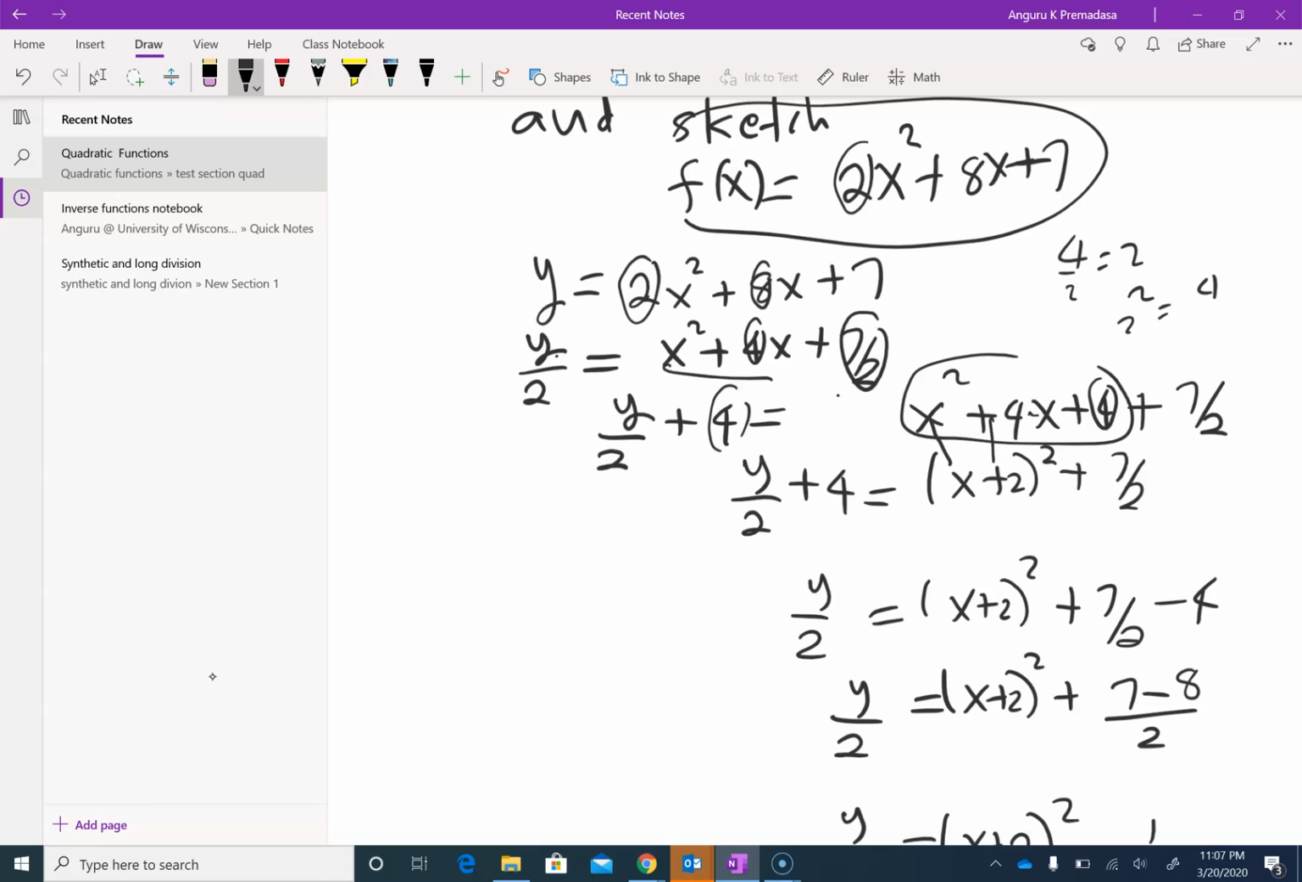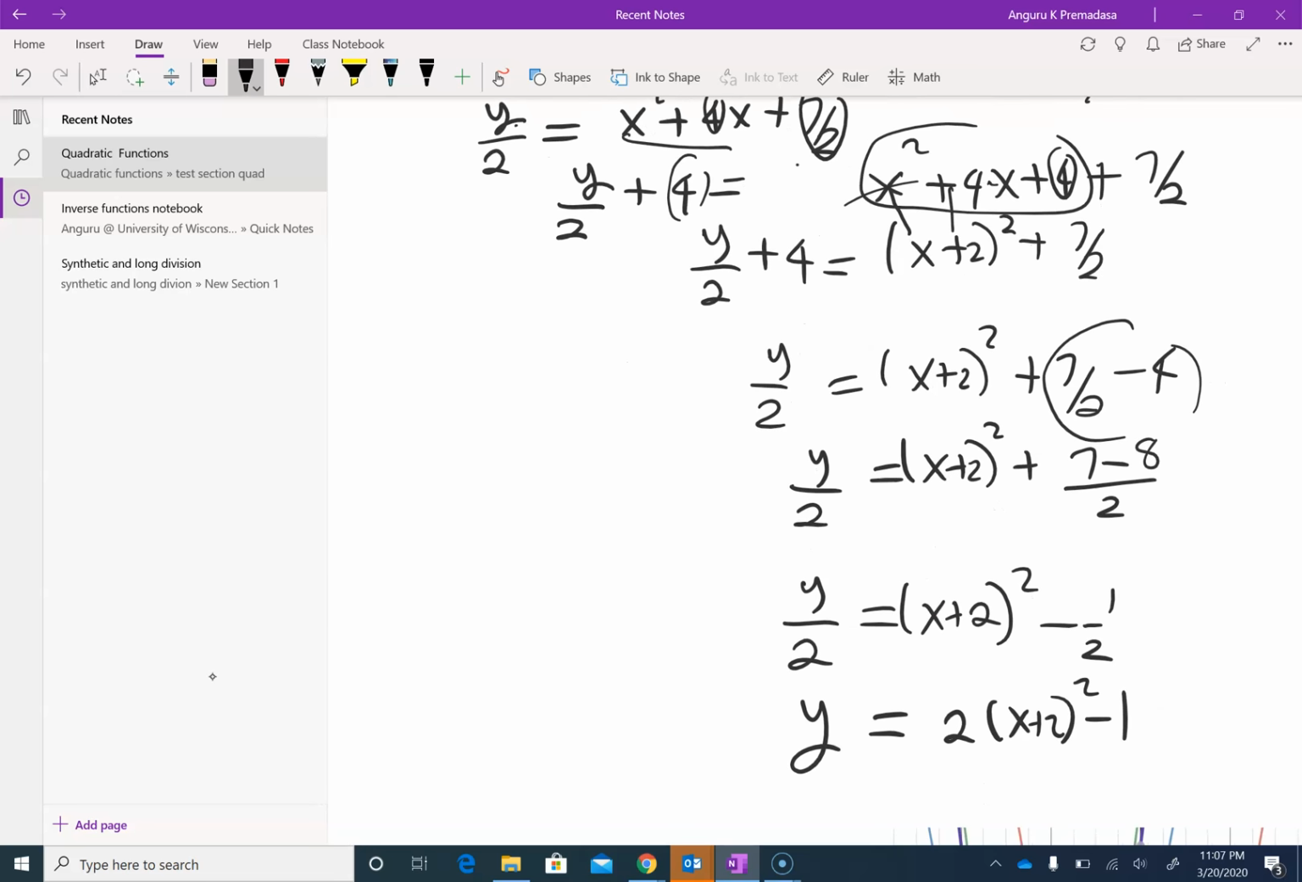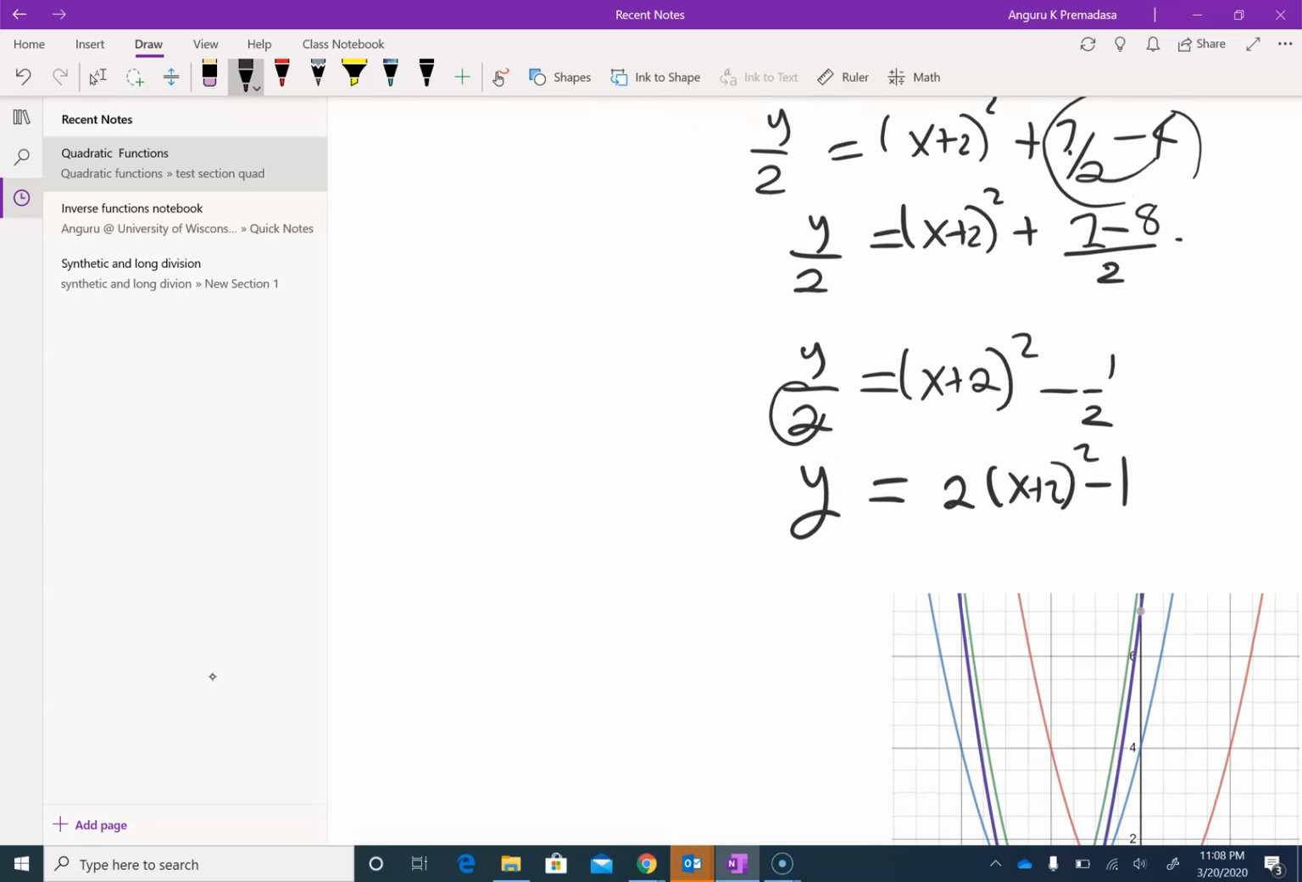And then you want to solve for y. First you take the 4 over to that side. When you take the 4 over, you get x plus 2 squared plus 7 over 2 minus 4. You take the common denominator, which is 2, so you get 7 minus 2 times 4, which is 8. And so y plus 2 is equal to x plus 2 squared minus 1 half. Then you need to solve for y, so multiply by 2, you get 2 times x plus 2 squared minus 1 half times 2, which is 1.